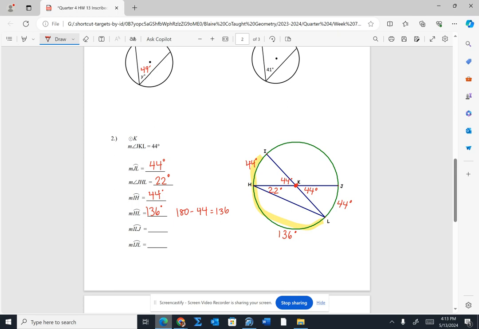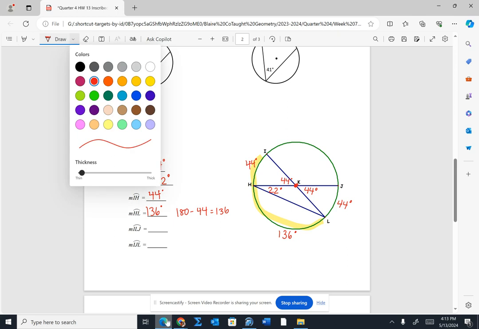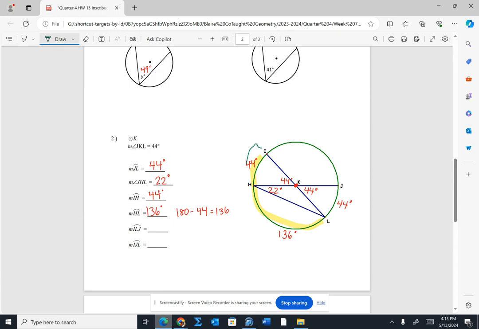All right, arc ILJ. So this is really important. You need to make sure when you're finding an arc with 3 letters, it means it's a major arc that's more than 180 degrees. You need to start at the I and go around toward the L and then toward the J. So you need to make sure that you're going in that order. Don't go from I to J to L. That's what the next one is asking for.